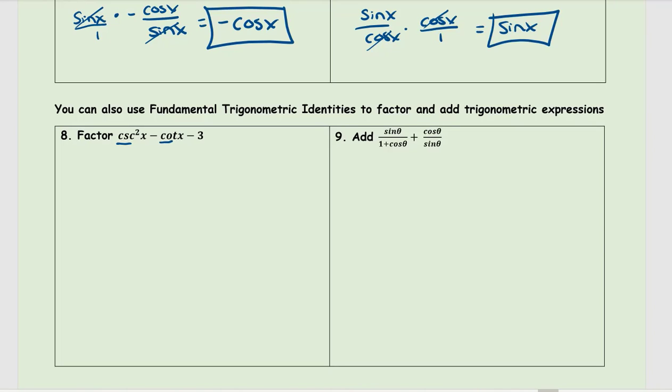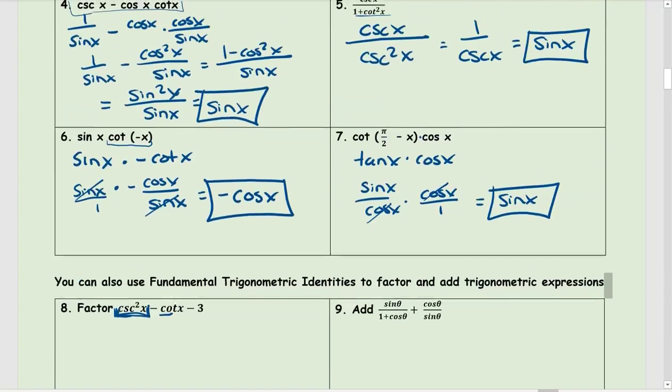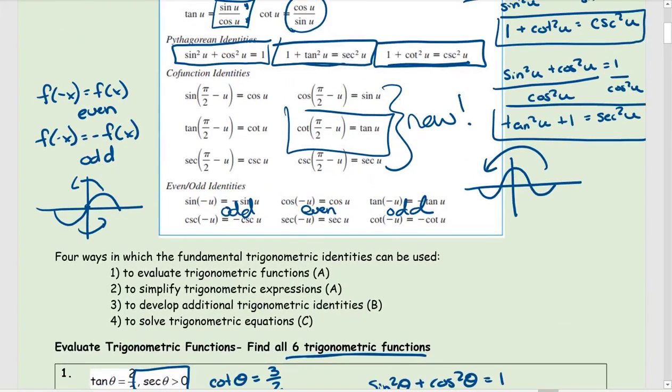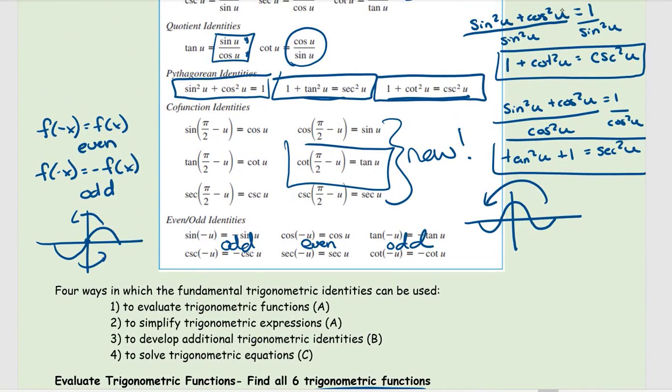We need to make them the same trig identities. And since we can't go from cotangent to cosecant, we can use a Pythagorean identity to make cosecant squared x into something containing a cotangent. So I'm going to go back up here to show you where we can find that. Under the Pythagorean identities, we know that cosecant squared x is equal to 1 plus cotangent squared x.